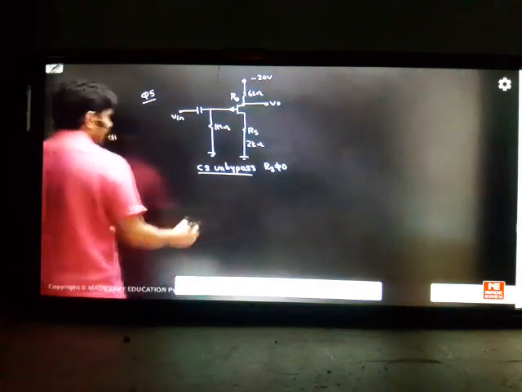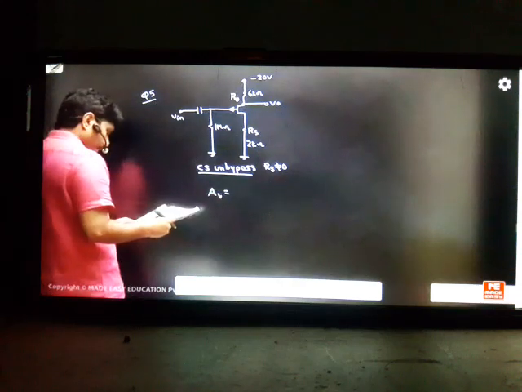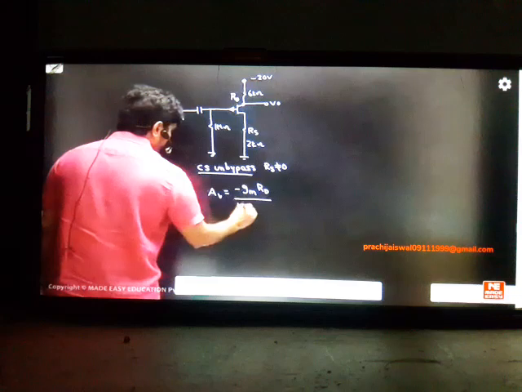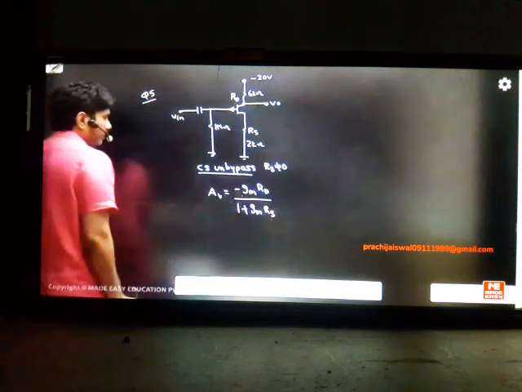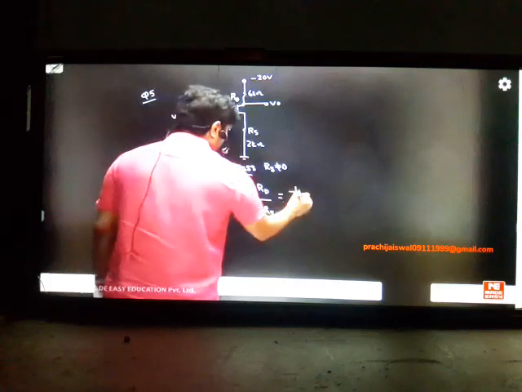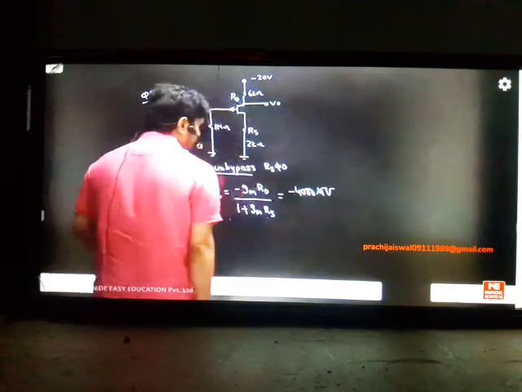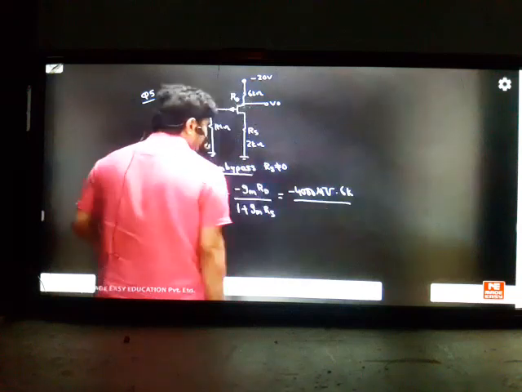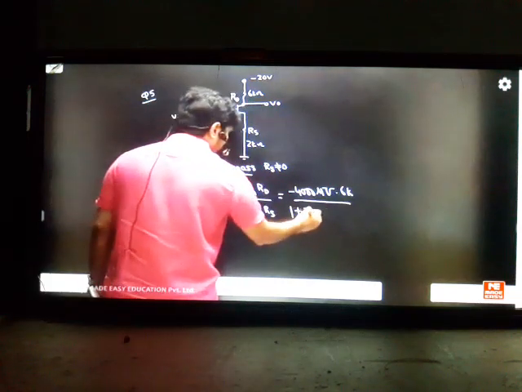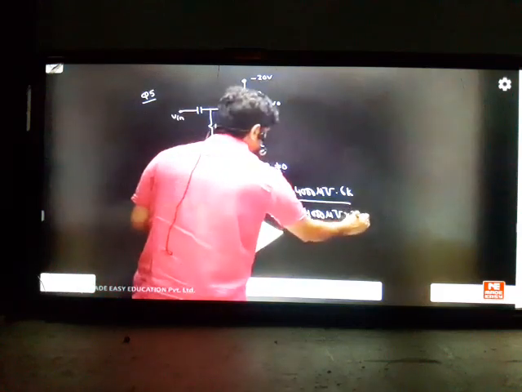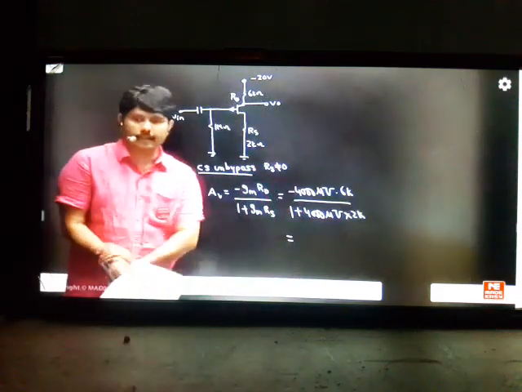If it is unbypassed, what is the gain formula is asking? It's asking you, please calculate the closed loop gain of the amplifier. We know the standard formula: minus GM into RD by 1 plus GM into RS. So with a single step I have completed my answer. It is minus GM, which he has given already in the problem as 4000 micro mho, into RD, which is 6K, divided by 1 plus 4000 micro mho into RS, which is 2K. It's a formula based question. Straightforward, you are getting the answer.